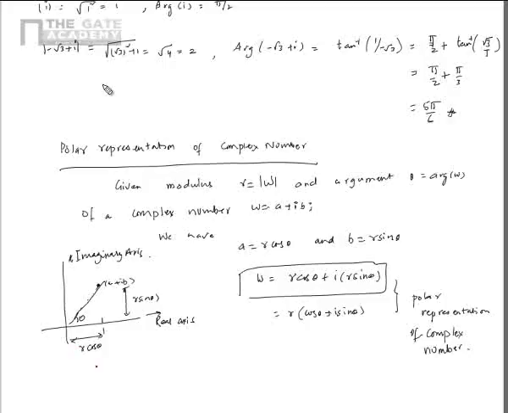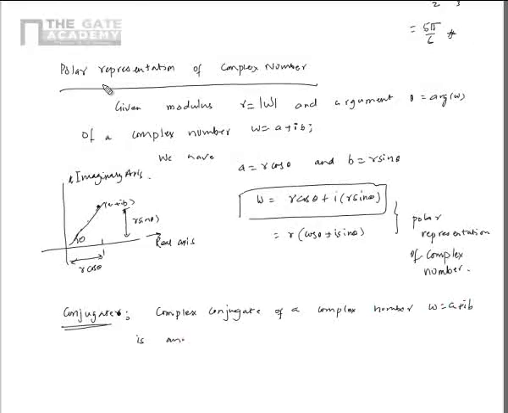Now coming to another important definition, which is the conjugate. Okay, so the complex conjugate of a complex number is another complex number w bar, and that w bar is defined like this: a minus ib.